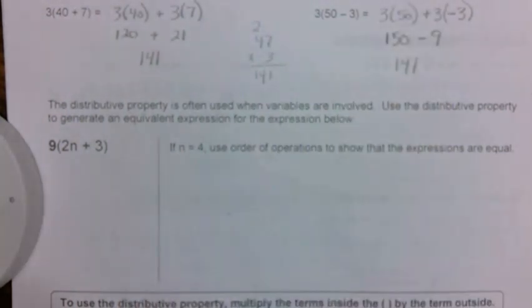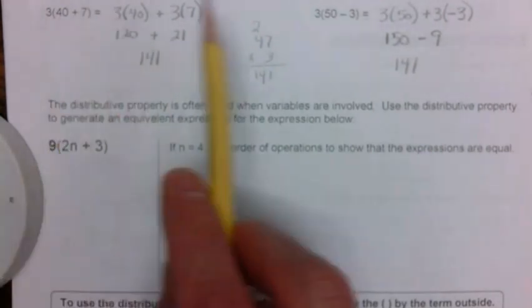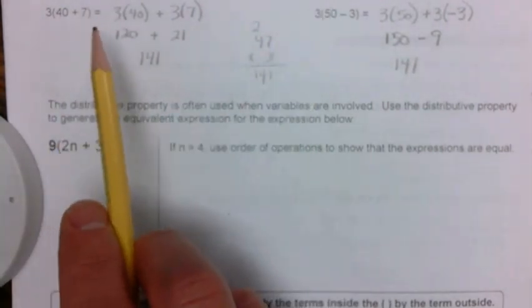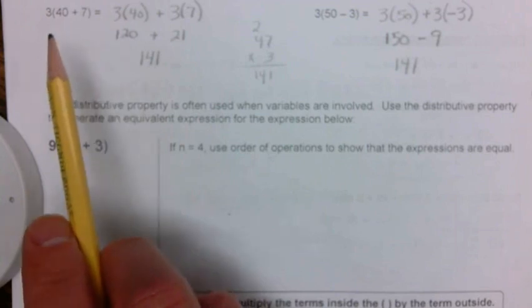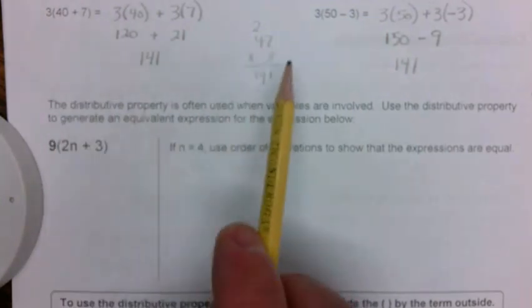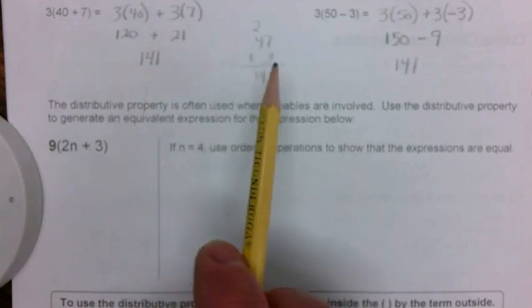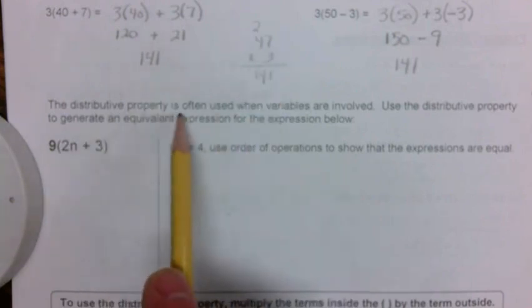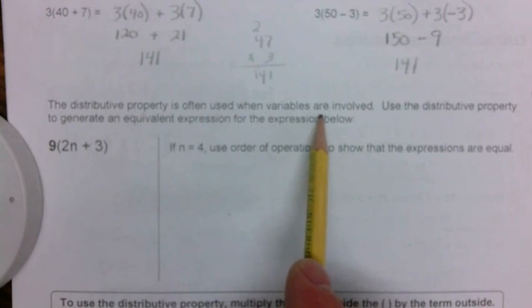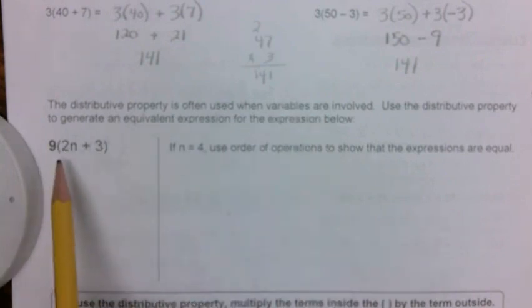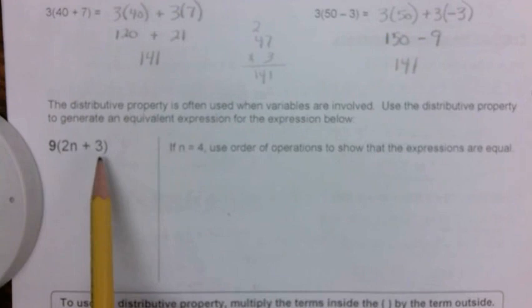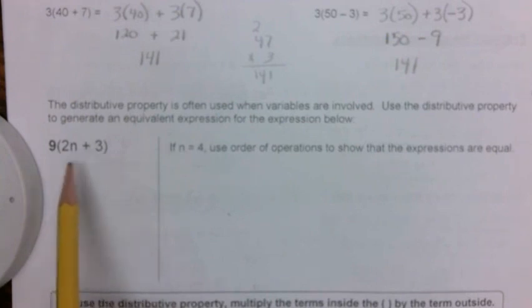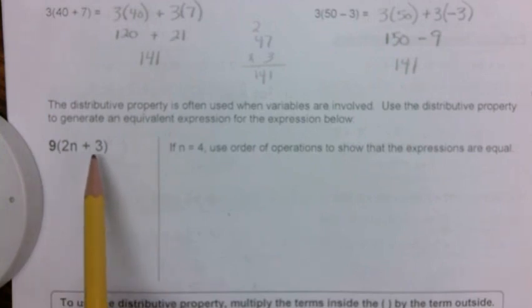Now, we could also have used the order of operations in each of these cases by evaluating the parentheses first and then doing the multiplication, which either way would have given us 47 times 3. Well, the distributive property is often used when variables are involved. For example, right here, I have 9 multiplying 2n plus 3. Now, if I wanted to follow order of operations and evaluate what's in the parentheses, I actually wouldn't be able to do anything here because 2n is a variable term and 3 is a constant, and you can't combine a variable term with a constant.